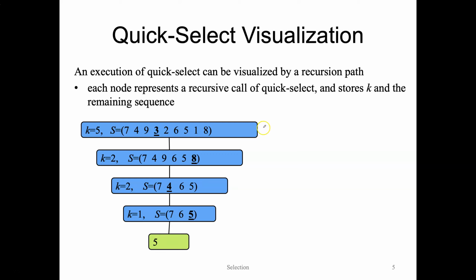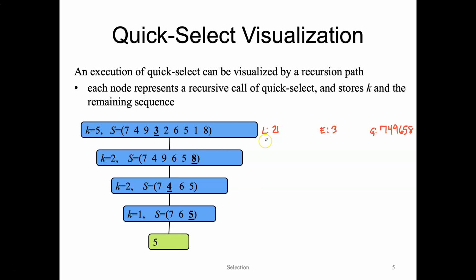So we're going to break up our sequence now into L, E, and G. We're just going to go through this one by one. So 7 is larger than our pivot, 4 is larger than our pivot, 9 is larger, I'm going to run out of room here, 3 is equal, 2 is smaller, 6 and 5 are greater, 1 is smaller, and 8 is greater.